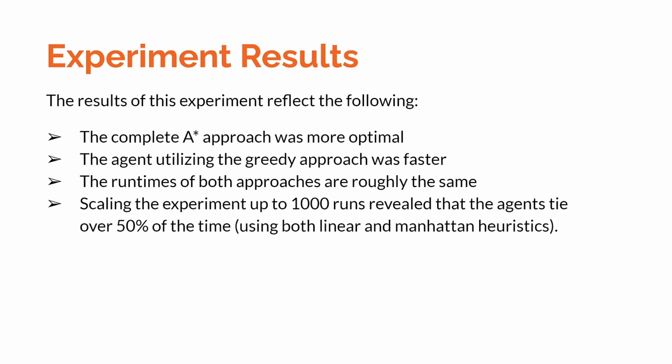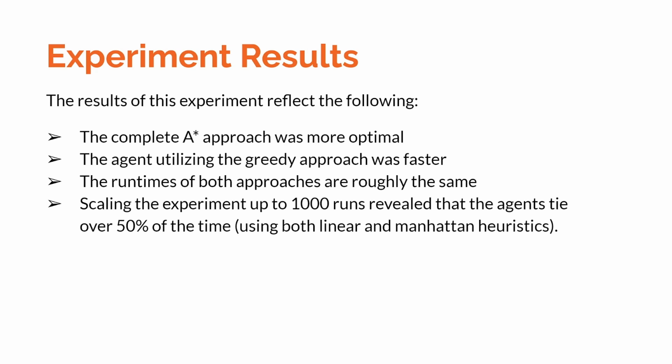The greedy approach, on the other hand, excelled in speed, reaching the goal faster than the complete approach in a higher percentage of trials. Despite these differences, the overall runtimes of both approaches were fairly similar, which suggests that while the complete approach spends more time calculating the optimal path, and the greedy approach makes quicker but potentially suboptimal decisions, the strategies balance out in terms of total execution time and total system resources used.